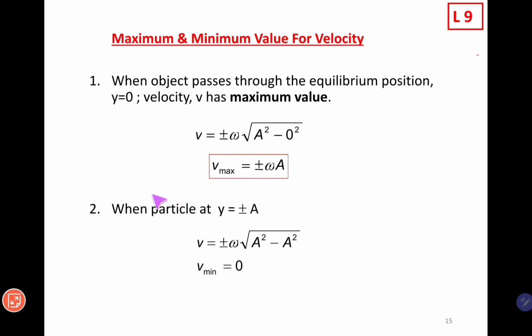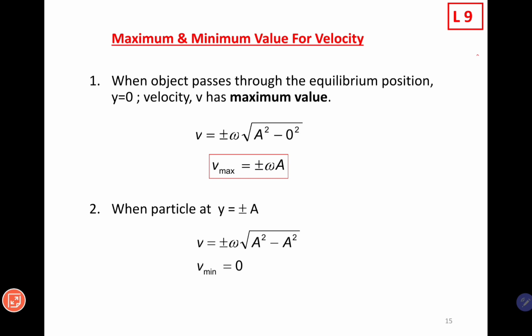Alright, and then when the particle is located at the amplitude, the equation is v equal to plus minus omega square root of a squared minus y squared. In this case, y equals a. Substitute into this equation. A and a cancel each other, giving you 0. So at the amplitude, v is 0. Okay, why? Because at the amplitude, the object needs to stop for a while to change its direction to go backward, isn't it? That is why the speed is 0 at that position. Alright?